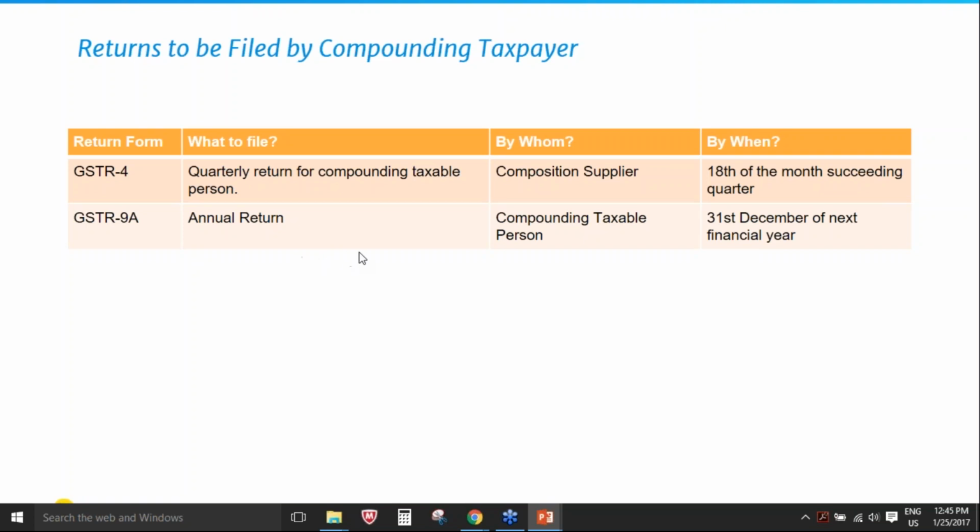No quarterly return to be filed by a non-composite dealer. Well, if you are a non-composition dealer, that means you are a regular dealer, and in such a case you are required to file returns monthly. The benefit of quarterly return filing is only extended to composition dealers.